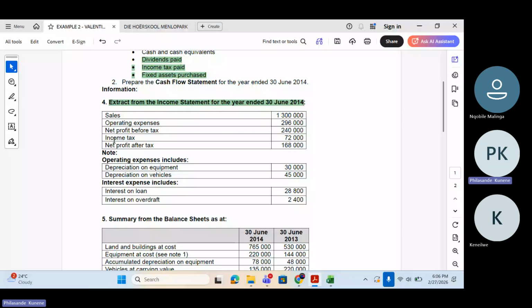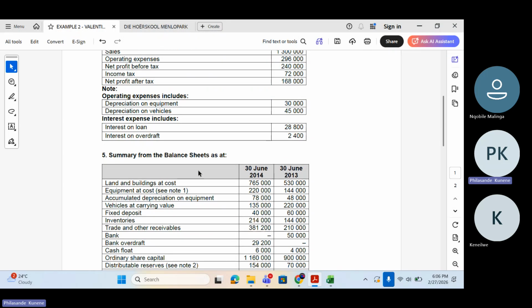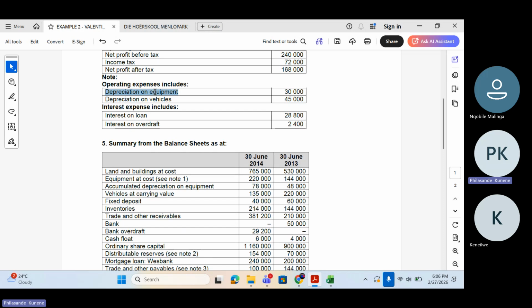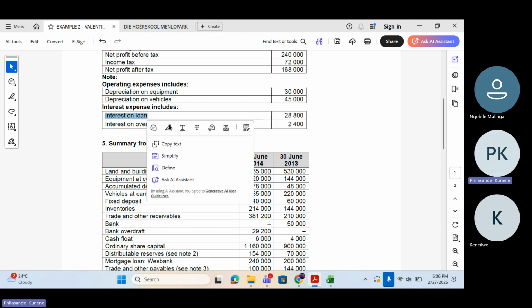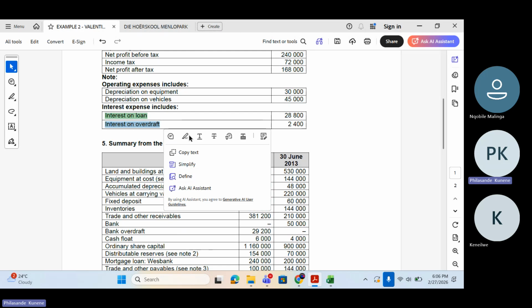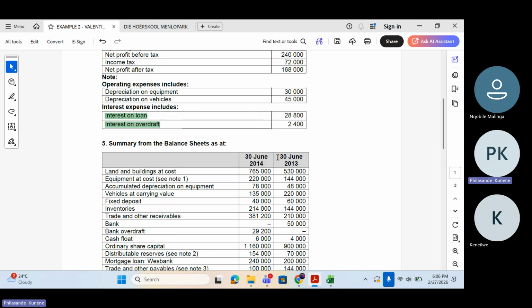Statement, we looked at the information. We had sales, operating expenses, net profit before tax, income tax, and then net profit after tax. And then they said, note operating expenses include the following: depreciation on equipment, depreciation on vehicles. Then we have interest on loan, and interest on overdrafts. These are the things that we looked at.